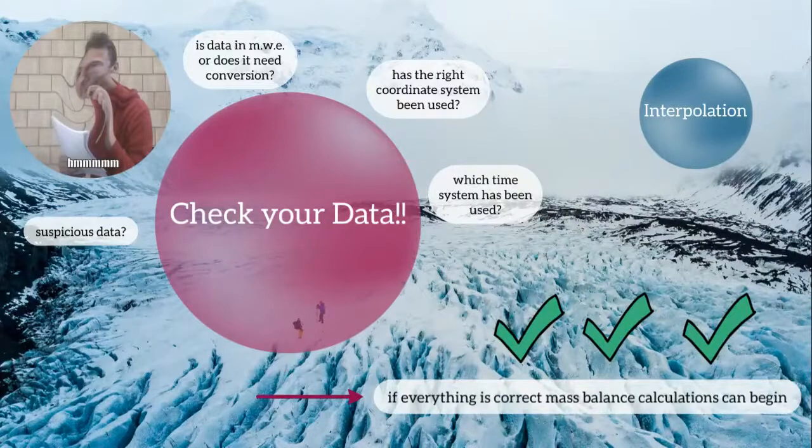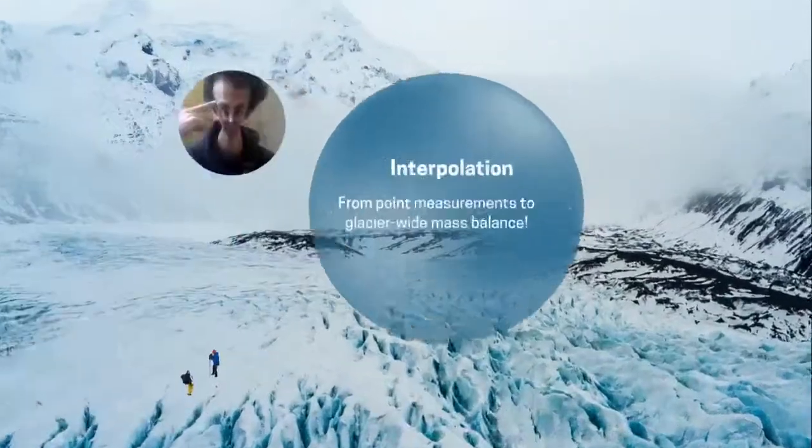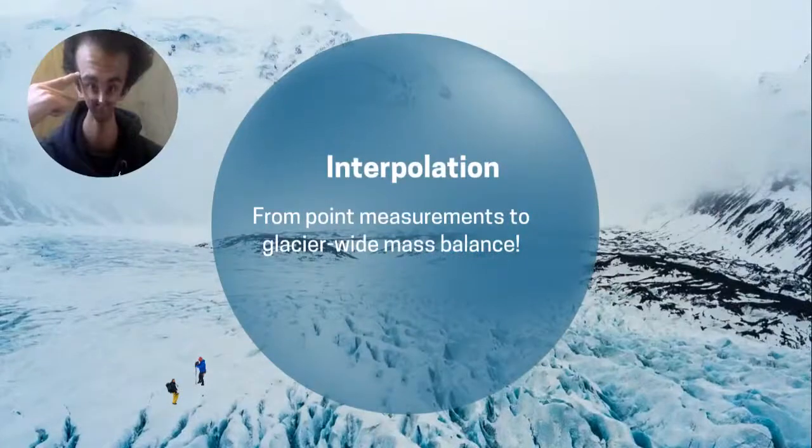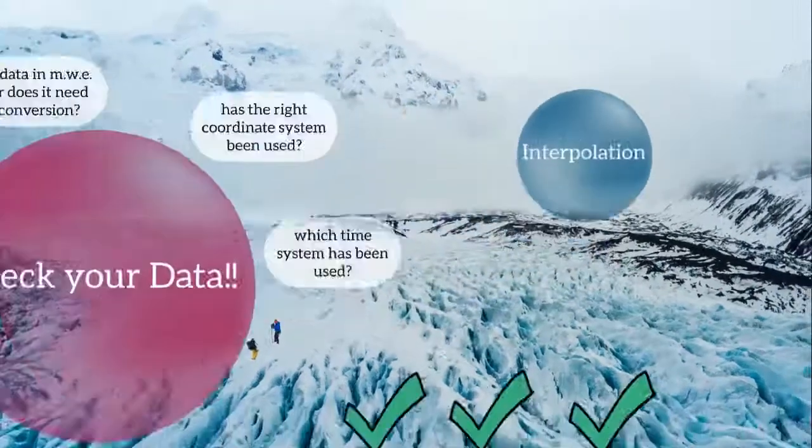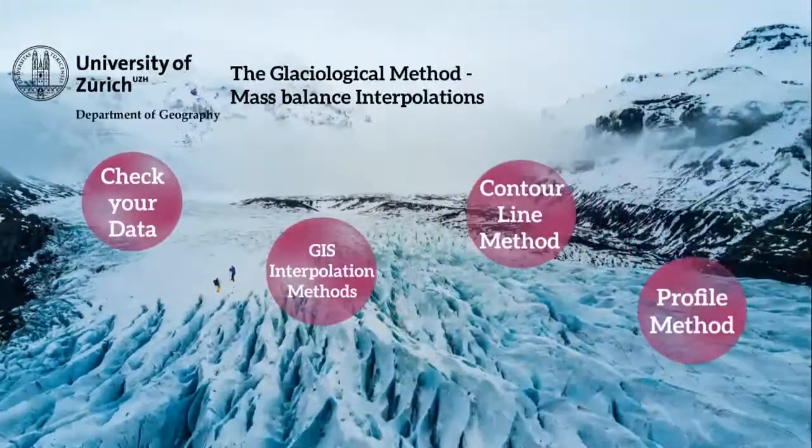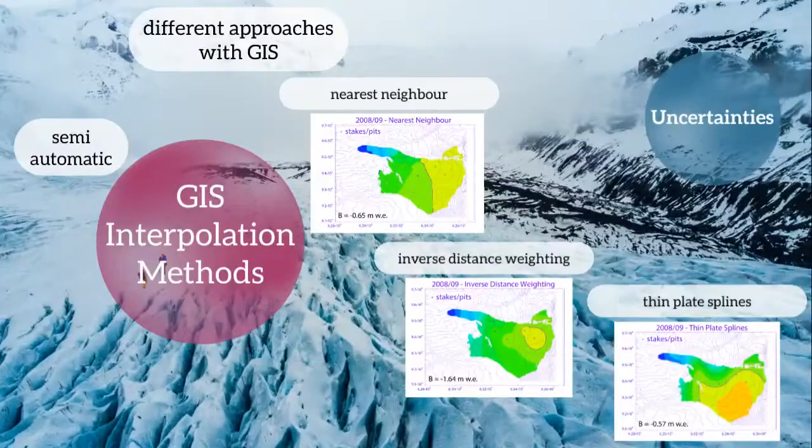But how can we go from only point measurements to a glacier-wide mass balance? The solution is interpolation. The first interpolation methods that we have a look at are semi-automatic approaches based on GIS. Here we can see that 3 different interpolation methods result in 3 completely different glacier-wide mass balances, and thus also in significantly different ELAs.